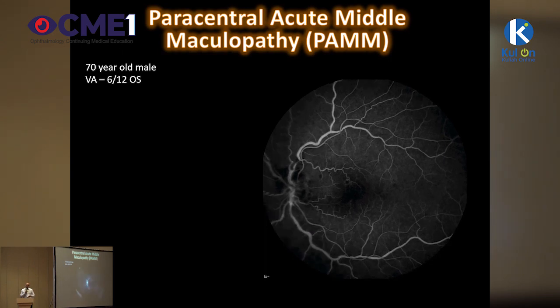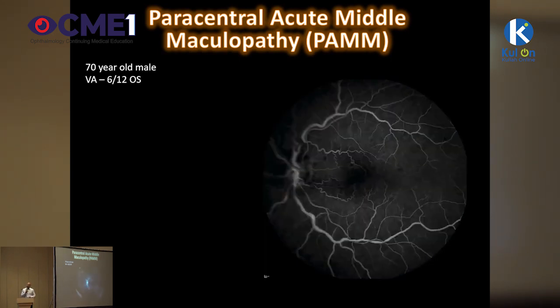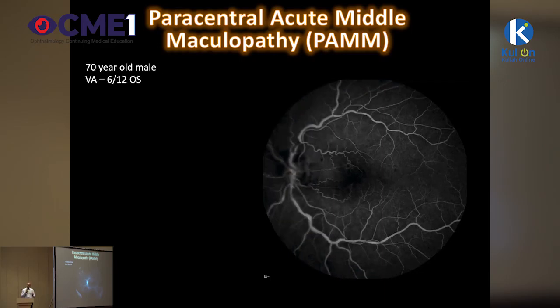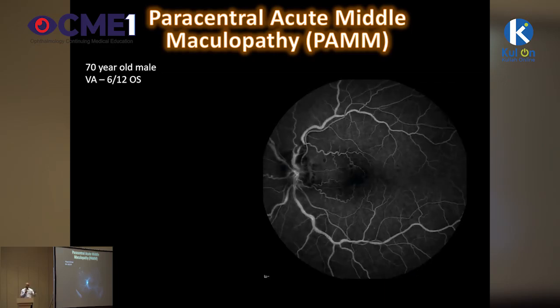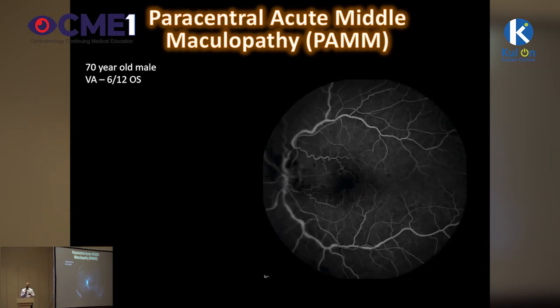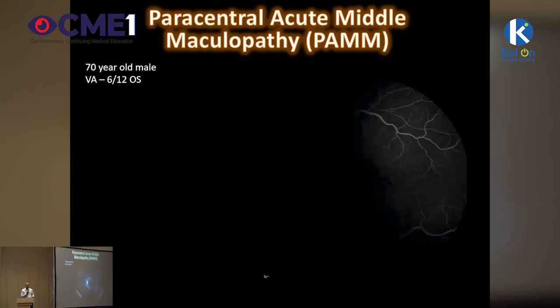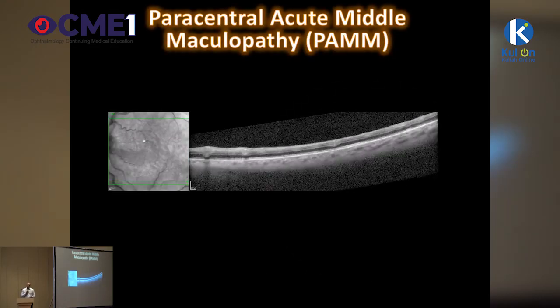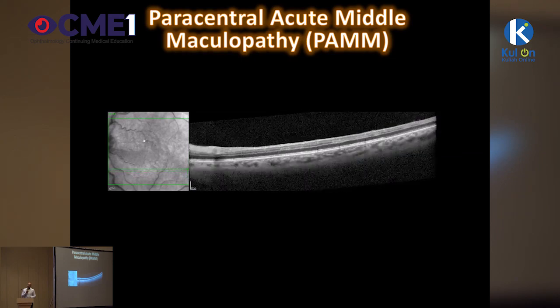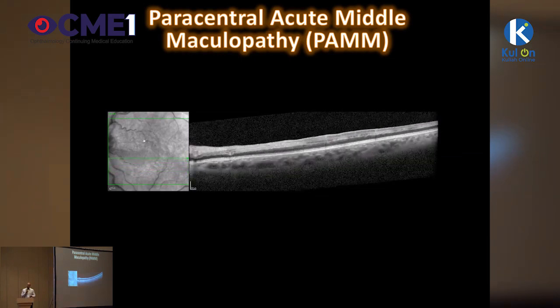Now, this is the ultra-wide field fluorescein angiogram of the patient. You can see that the optic disc is hot. The blood vessels are staining with fluorescein, but there's not a lot of non-perfusion of the retina. Can we play the OCT video? So this is the OCT of the same patient.